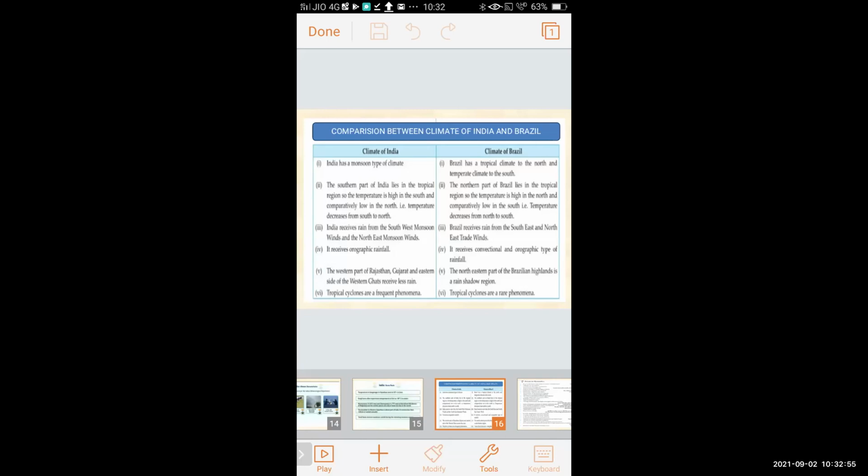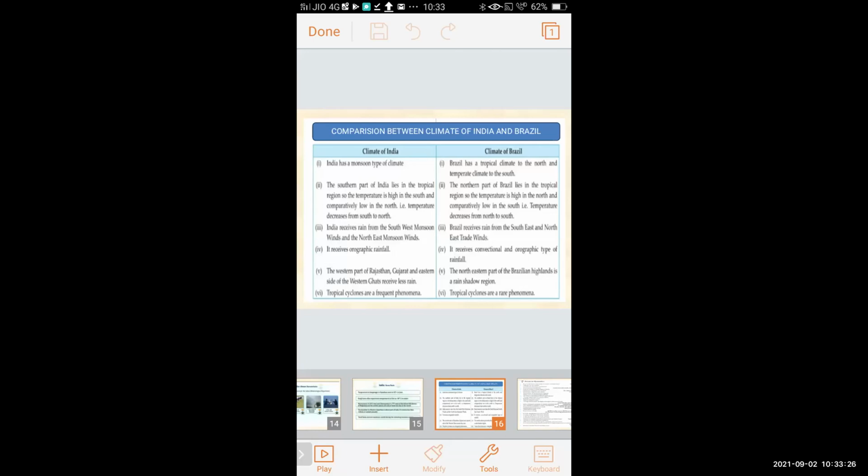The western part of Rajasthan, Gujarat, and eastern side of the Western Ghats receive less rainfall. In India, the less rainfall regions are the western part of Rajasthan, Gujarat, and the eastern side of the Western Ghats, and in Brazil, the northeastern part of the Brazilian highland is a rain shadow region. The less rainfall is in the rain shadow region, and that region is also known as drought coordinates. So the northern part of the Brazilian highland is a rain shadow region.